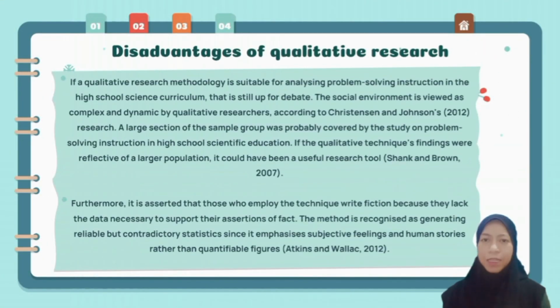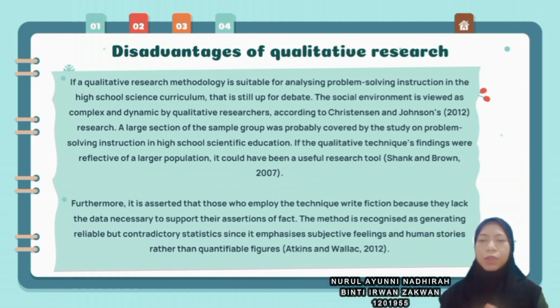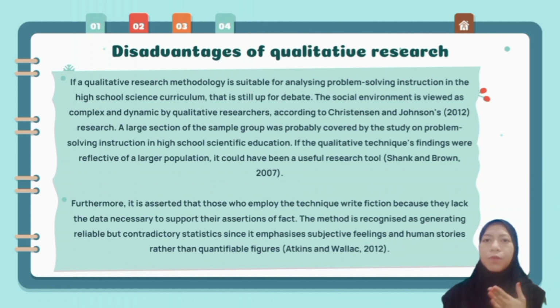Okay, next, disadvantages of qualitative research. Whether a qualitative research methodology is suitable for analyzing problem-solving instruction in the high school science curriculum is still up for debate. The social environment is viewed as complex and dynamic by qualitative researchers, according to Christensen and Johnson's 2012 research. A large section of the sample group was probably covered by the study on problem-solving instruction in high school scientific education. If the qualitative technique's findings were reflective of a larger population, it could have been a useful research tool.